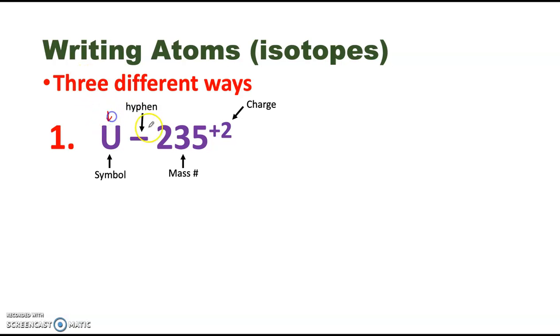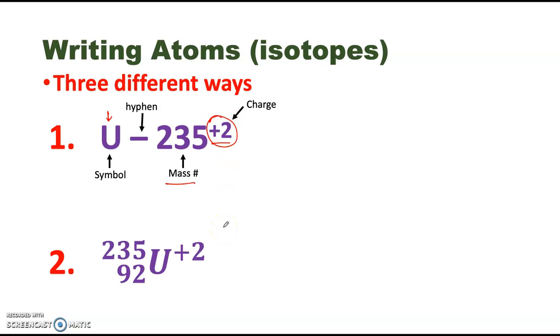You got the symbol, as I obviously have pointed there. You put a hyphen, then you put the mass number. The mass number comes after the hyphen, and then you raise the charge to a superscript. So the charge goes up in the corner up here. That's one way to write it.